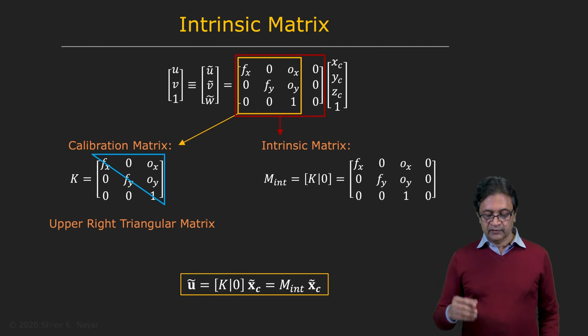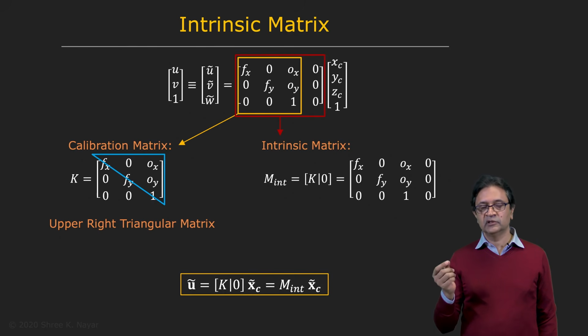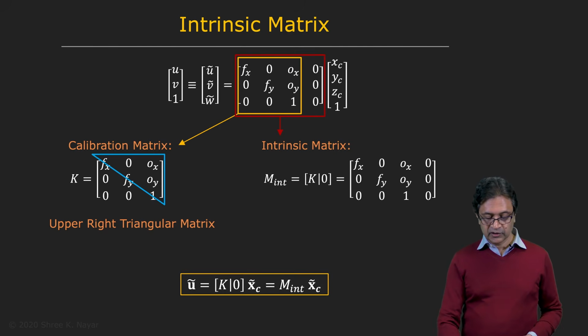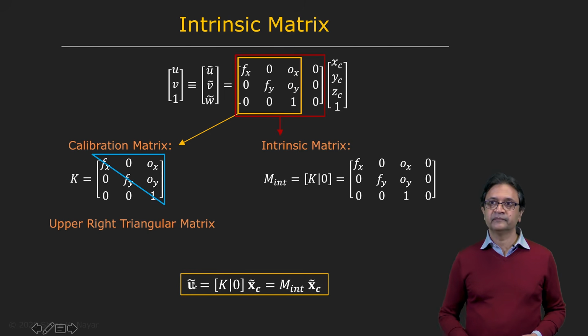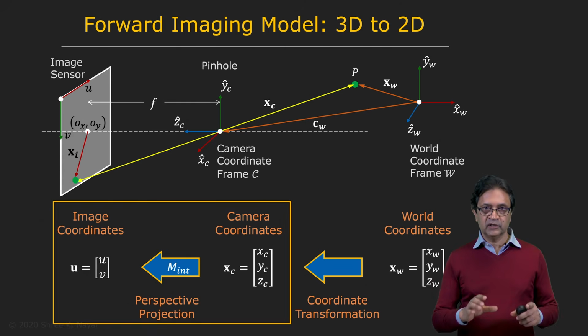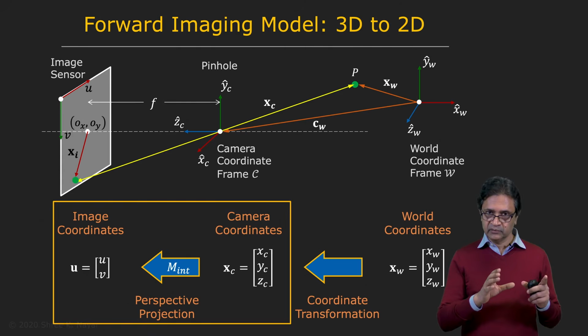All right, so you have M-int that takes you from the homogeneous coordinate representation of a point in the 3D camera coordinate frame to its pixel coordinates in the image, U tilde. All right, so we are done with perspective projection, and we ended with a linear model.